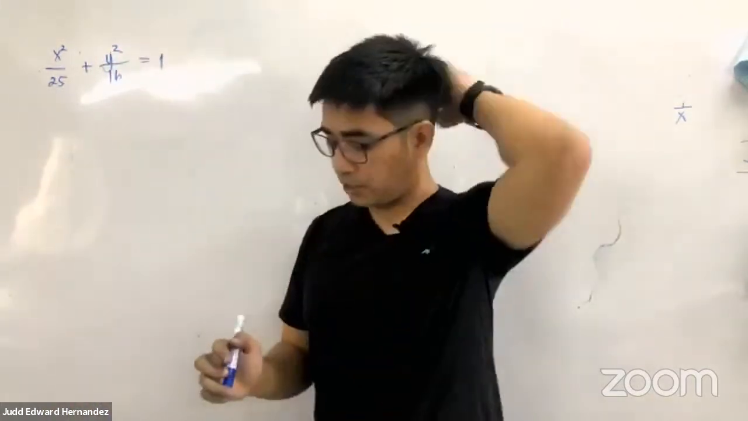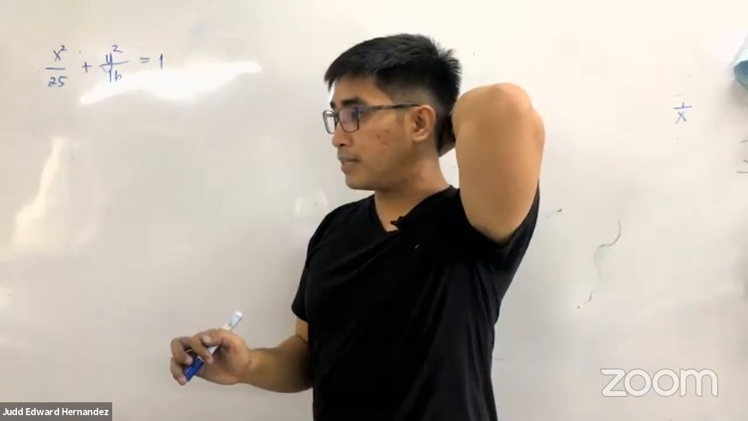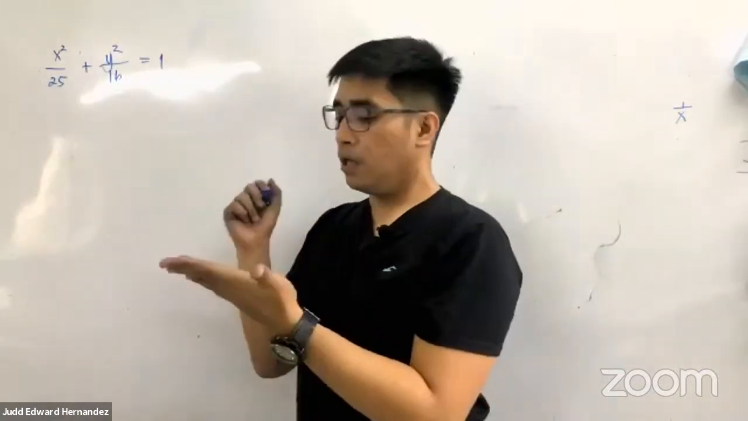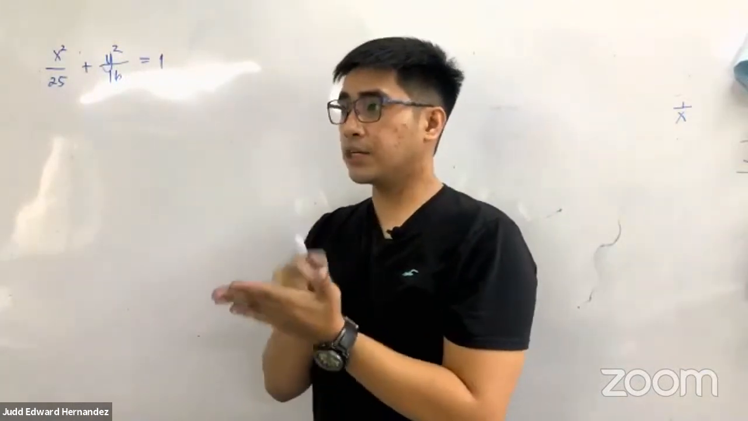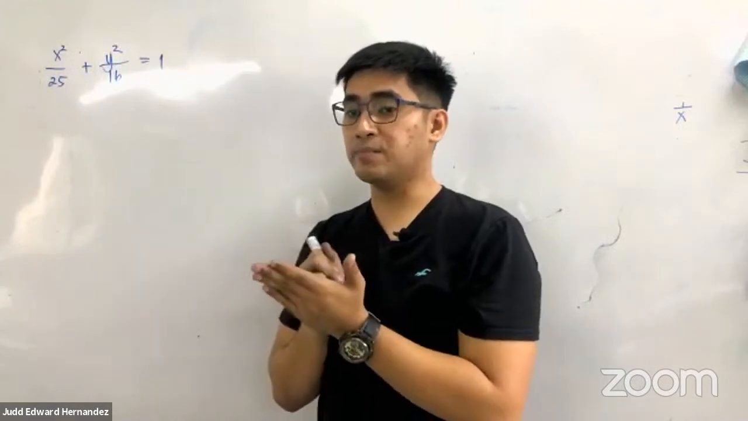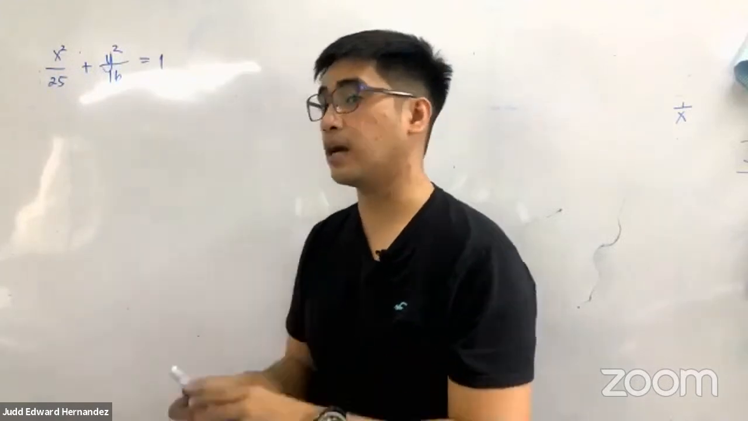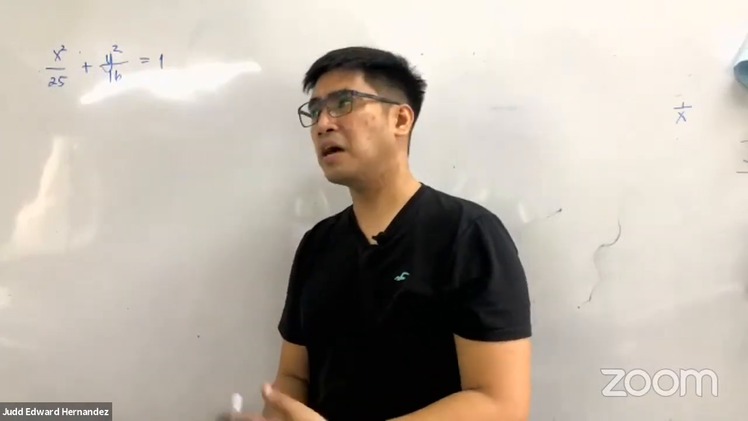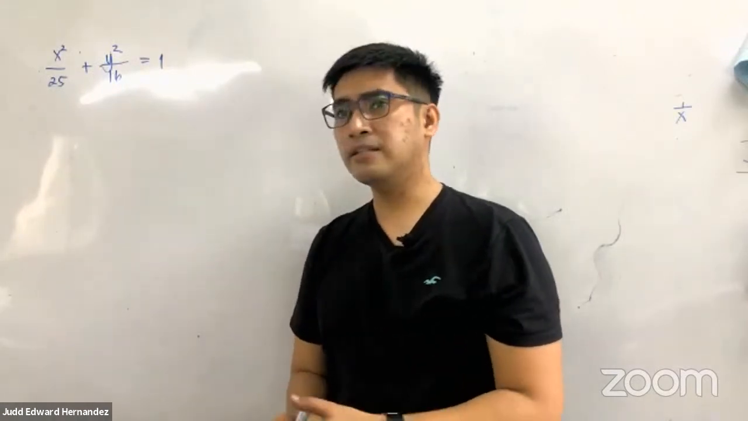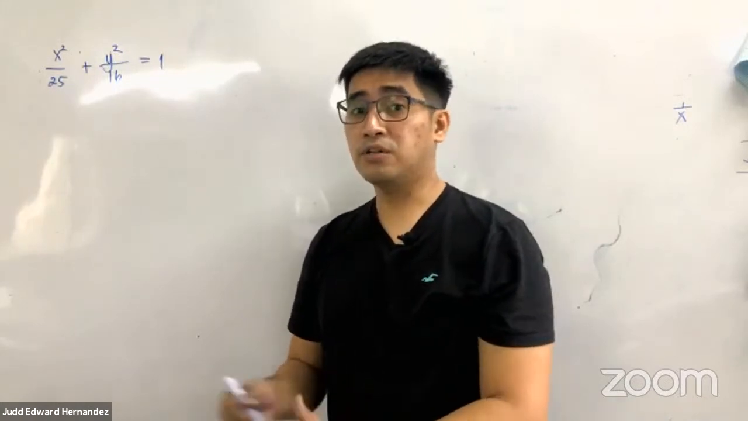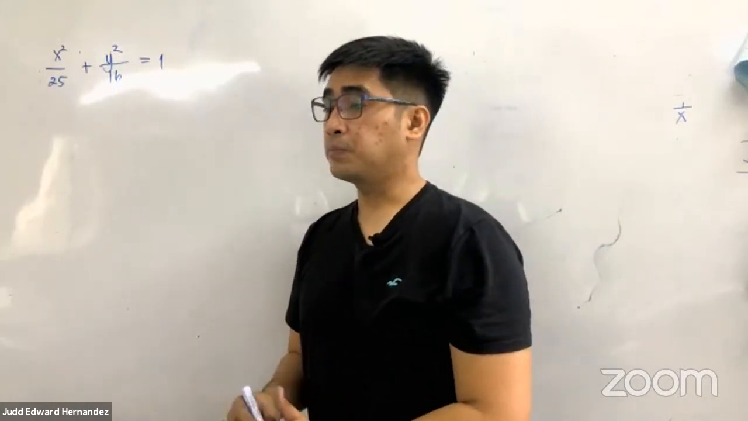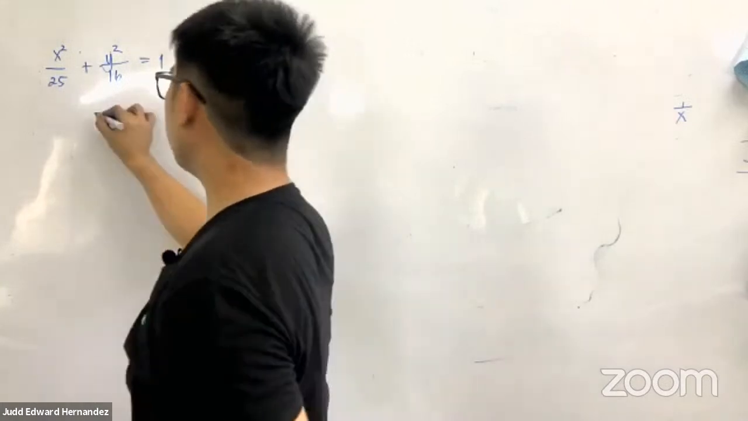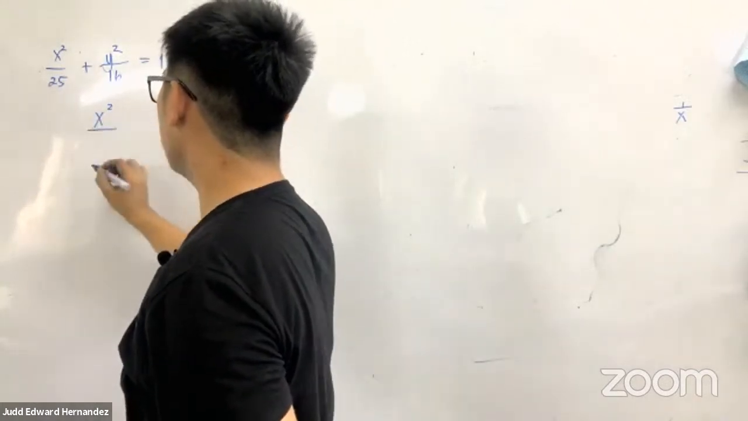But before I answer this one, gusto ko munang ipakita sa inyo bakit nagiging circle yung isang equation ng ellipse kapag equal yung a squared sa b squared. Papakita ko muna sa inyo para ma-realize nyo na, ay oo nga no, tama si sir na pag pareho ng denominator, nagiging equation lang din siya ng circle.